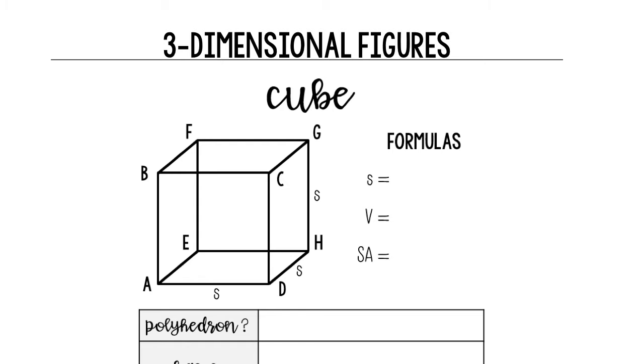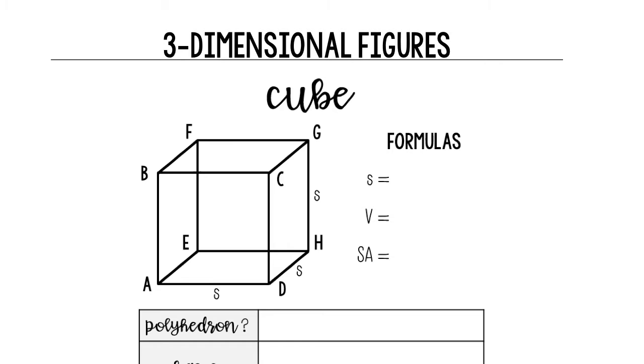First, we're going to look at the cube. The cube is like a dice, like a six-sided dice. All the sides of the cube are squares. Every face is a square. So we can know some stuff about the cube by using some formulas that we're going to talk about.